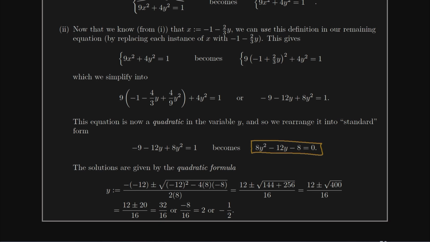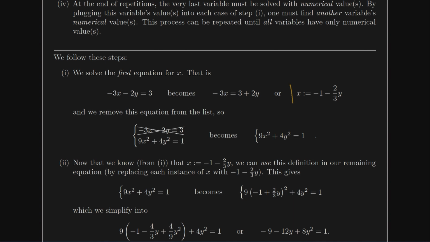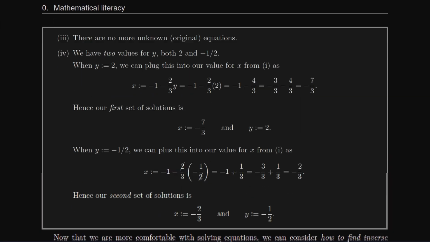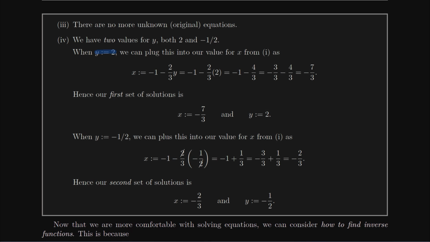We can actually use the quadratic formula on this equation, and we recover that y has to be either 2 or negative 1/2. Now that we know y is equal to 2 or negative 1/2, recall that at the end of the first step, I found out that x was equal to some version of y. So in the very last step, when y is equal to 2, then x is equal to negative 7/3, or if y is equal to negative 1/2, x is equal to negative 2/3. And so we have our first set of solutions, negative 7/3 and 2, and our second set of solutions, negative 2/3 and negative 1/2.